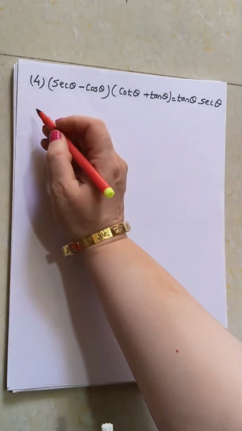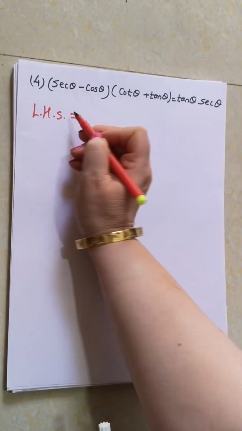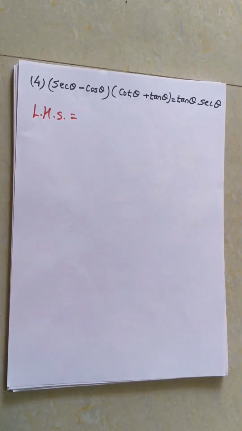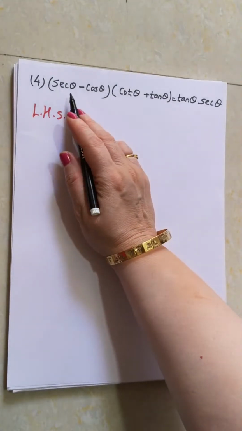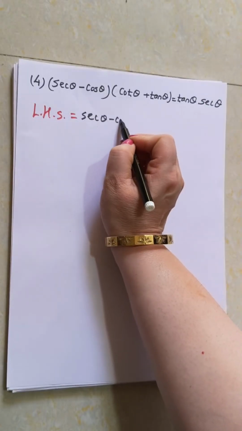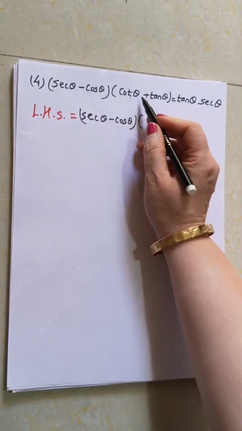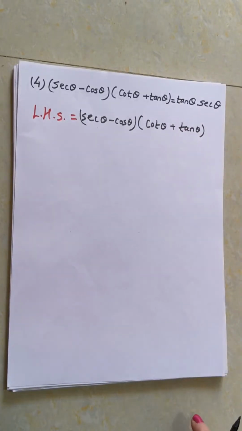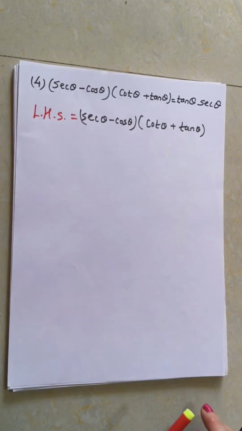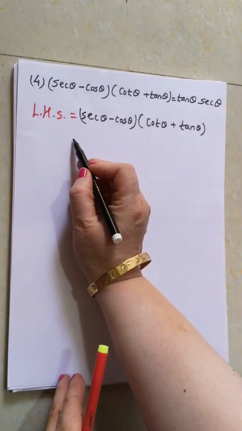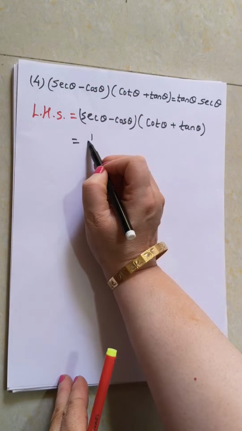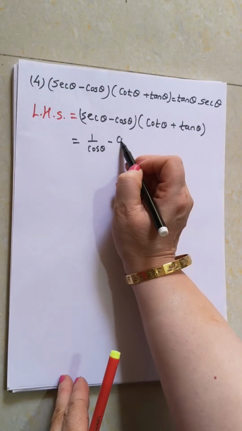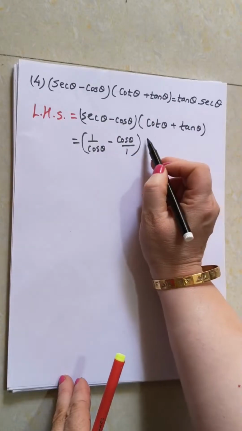ओके, सो लेट अस स्टार्ट फ्रॉम LHS. नेहमी LHS पासून स्टार्ट करायचं आहे आणि RHSकडे जायचं आहे. आता काय LHS आहे? सेक थिटा मायनस कॉस थिटा आणि कॉट थिटा प्लस टॅन थिटा. ह्याचं आपल्याला साईन आणि कॉसमध्ये कन्व्हर्जन करायचं आहे. तर पहा, सेक म्हणजे काय? 1 अपॉन कॉस थिटा. ओके, सो दॅट इज 1 ब्रॅकेट.